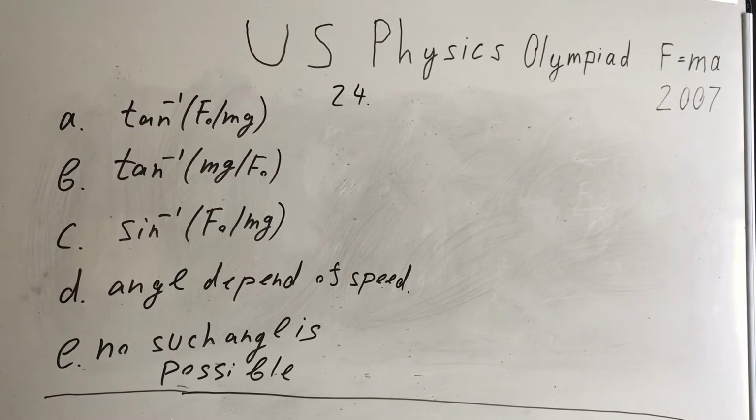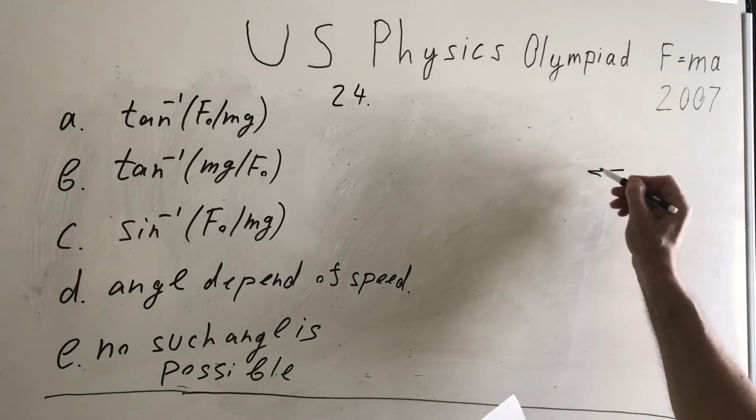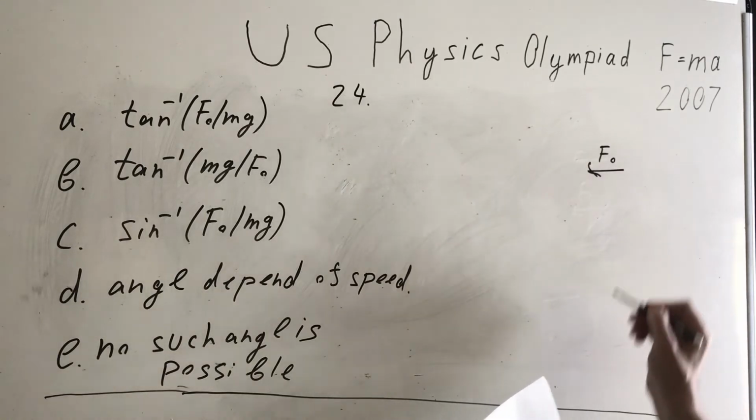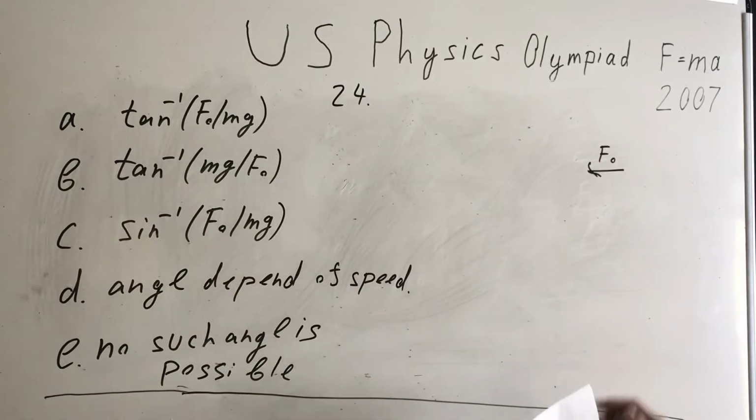Problem number 24. A ball of mass m is launched into the air. Ignore air resistance, but assume that there is a wind that exerts a constant force F0 in the negative x direction. In terms of F0 and the acceleration due to gravity, at what angle above the positive x-axis must the ball be launched in order to come back to the point from which it was launched?